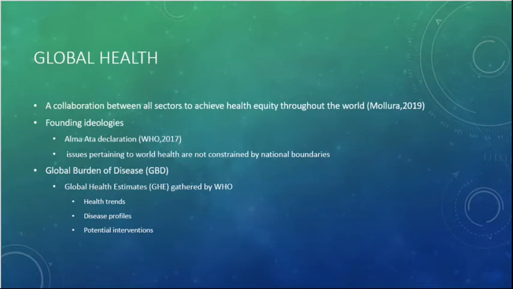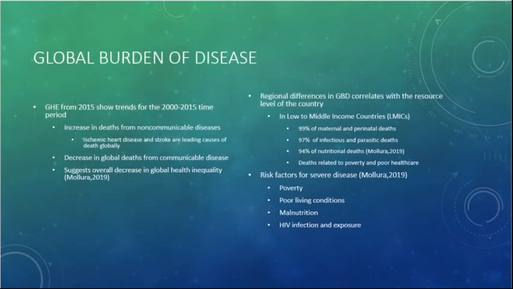An aspect of global health is reflected by the global burden of disease, GBD, which can be assessed by a collection of data figures gathered by the World Health Organization called Global Health Estimates. The estimates show health trends, disease profiles, and give insight to potential interventions. Global health estimates from 2015 show trends for the 2000 to 2015 time period.